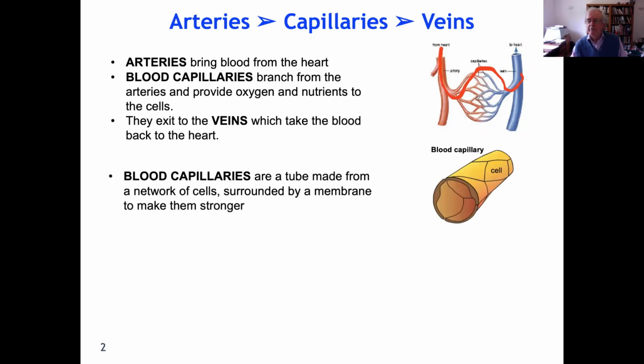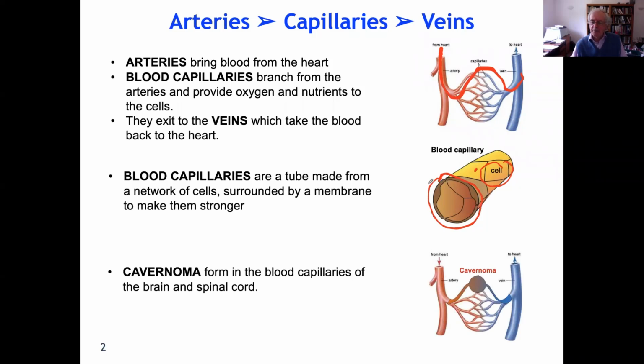And a blood capillary is a pretty thin, pretty small tube, quite long obviously, and it's composed of lots of cells. Here's a cell, here's another cell, and in cross-section it looks something like this. And a cavernoma fits on a blood capillary in the way that you see there. So that should be all pretty familiar to you, I think.